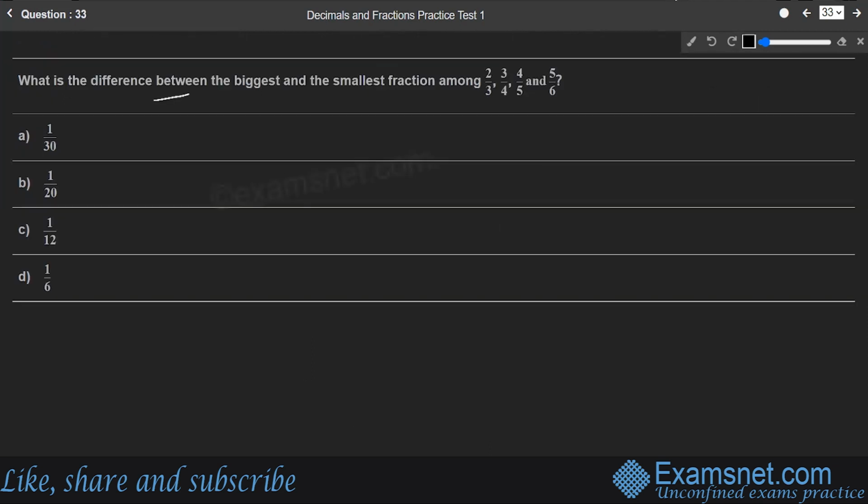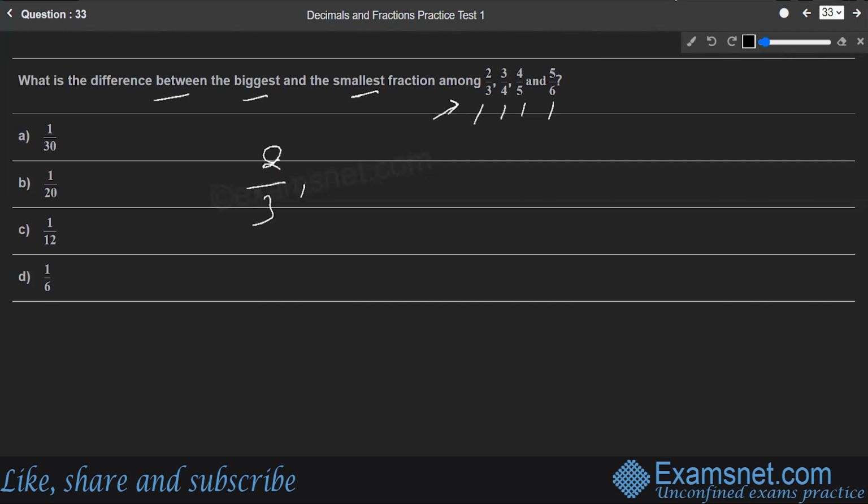Now, what is the difference between the biggest and the smallest fraction among these? We are supposed to find out the difference between the biggest and the smallest fraction. There can be multiple ways of doing it. The first way is that we equate their LCMs, find out which is the biggest fraction and which is the smallest fraction, and then subtract the smallest from the biggest.